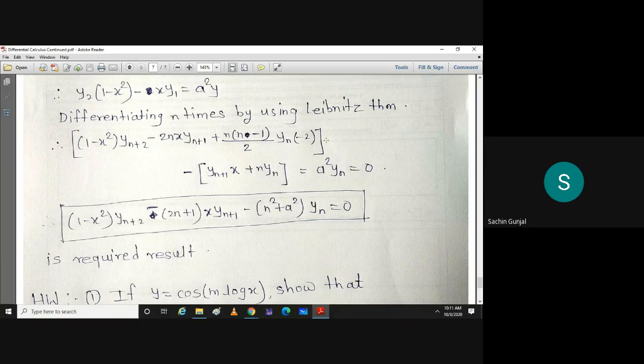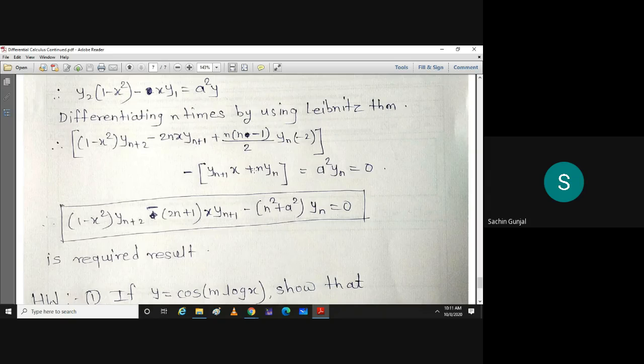The others? Yes, sir. Got it. Fine. Then we'll go to the next term. This minus as it is. Apply Leibniz rule to this product. y1 is one function and x is another function. So u is y1, v is x. nC0, that is 1, then the nth derivative of u, so n plus 1, and v as it is, so x as it is.